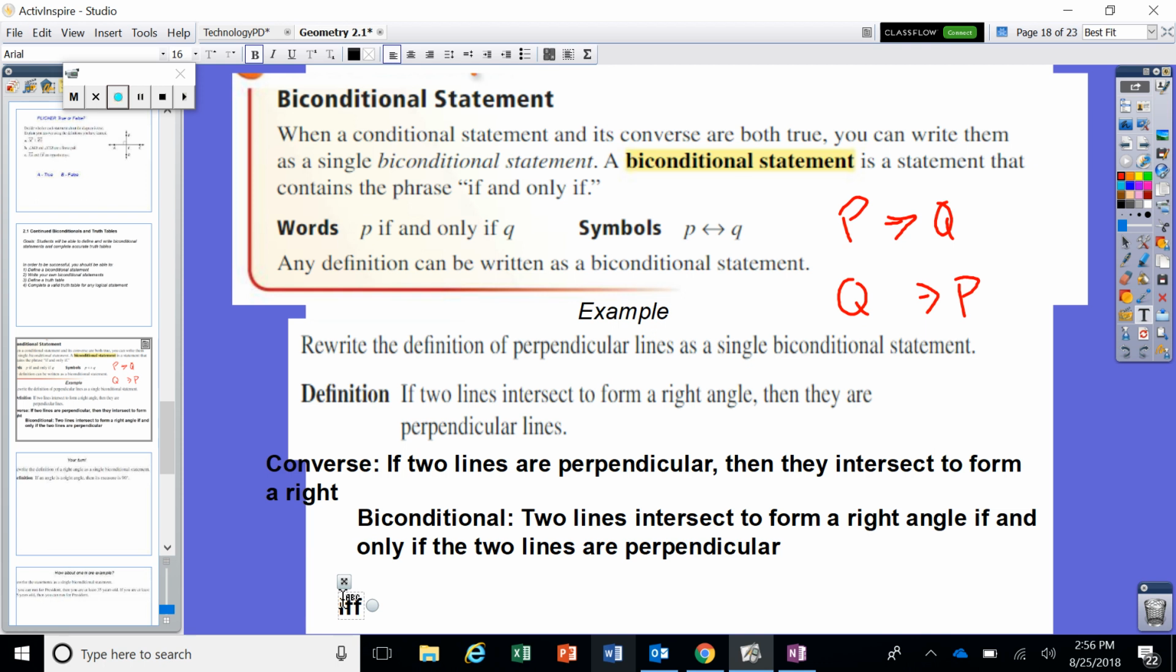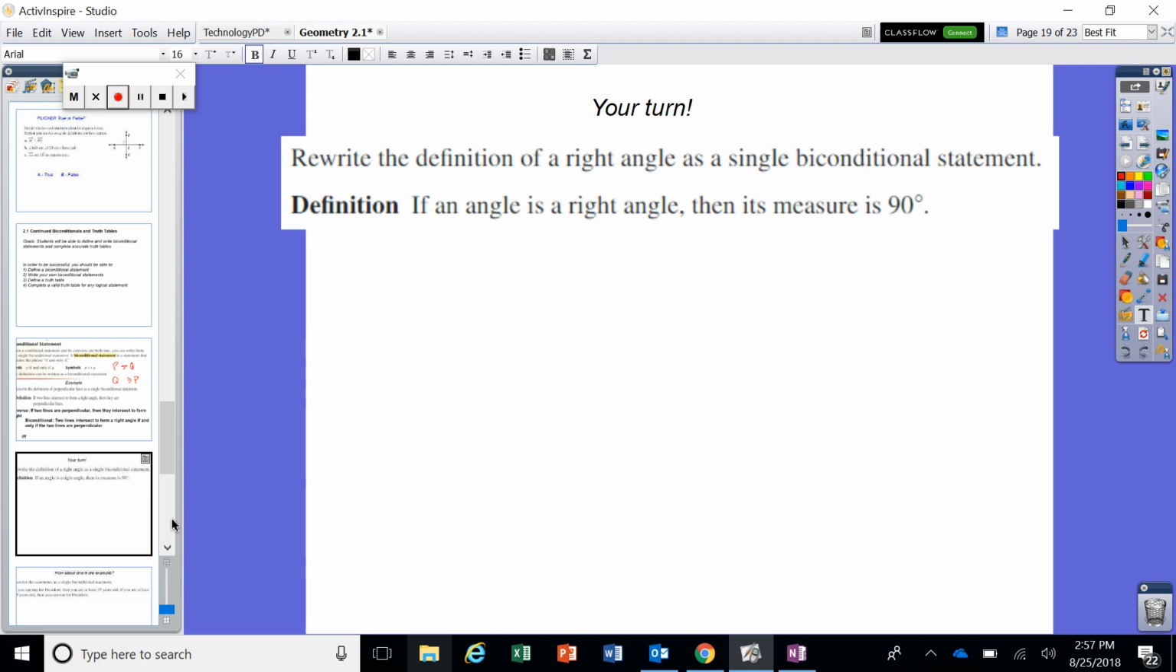Okay, so recap. Find the definition, write the converse, and then utilize the definition and the converse together to make a statement in which the first one only happens if the second is true. And it can go in reverse order. The second is true only if the first is true. Let's take a look. Give this one a shot on your own. I encourage you to pause the video right now, give this one a shot, and see where you go.